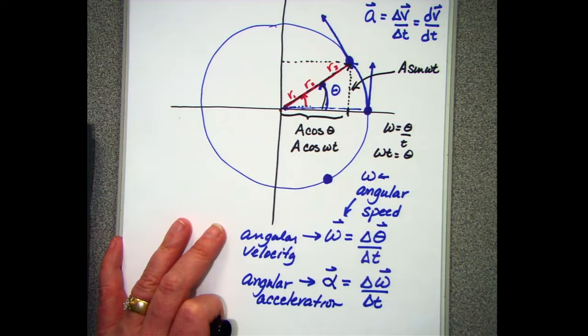So it's going to turn out that I have kinematics that looks the same in terms of my angular motion as well as my translational motion. They're going to have the same forms when we start working with it.